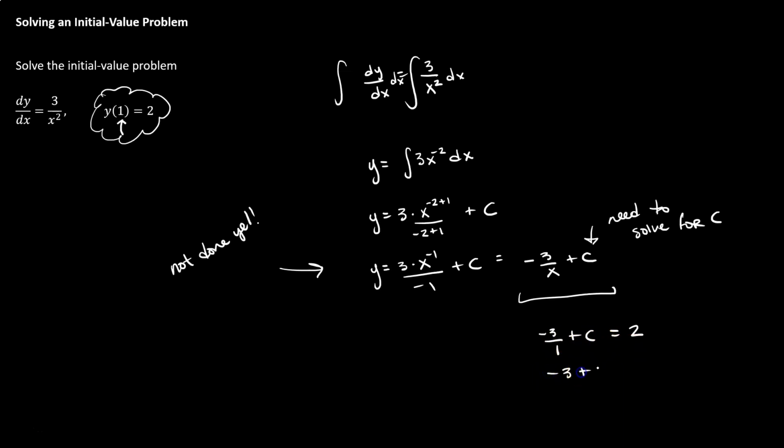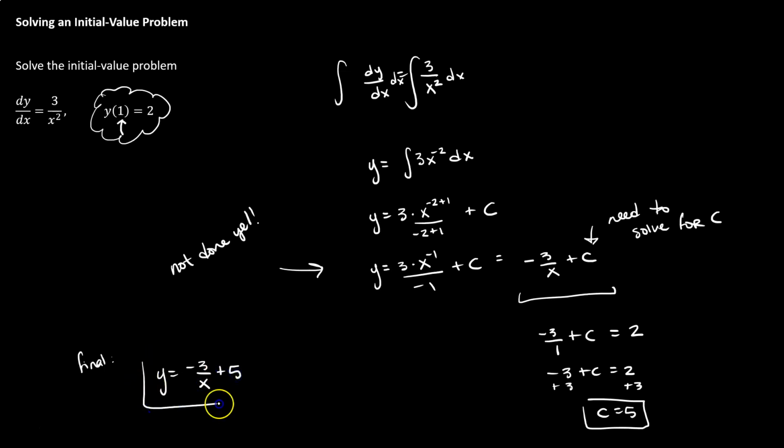So we have negative 3 plus c equals 2. Add 3 to both sides. We get c equals 5. So our final answer is y equals negative 3 over x plus 5. That is the function that solves this initial value problem.